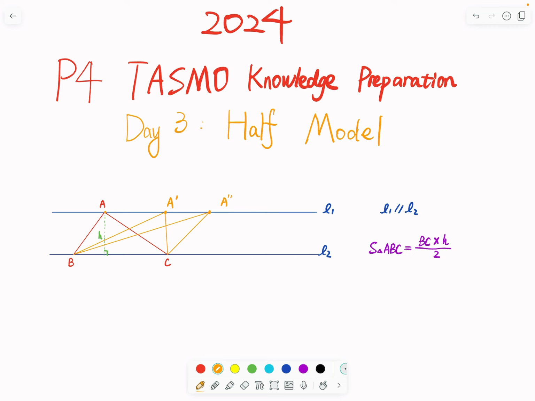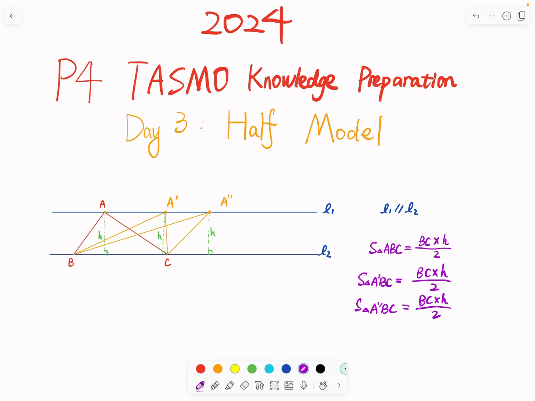Now, can you tell me how to calculate triangle A prime BC's area? As you can see, what is the height of A prime BC? It's still this height, right? What is the length of this height? Still h. And how about the height of triangle A prime prime BC? Yes, the height is also equal to h. That means to calculate the area, it is still BC times h divided by 2, and triangle A prime prime BC's area is also BC times h over 2.